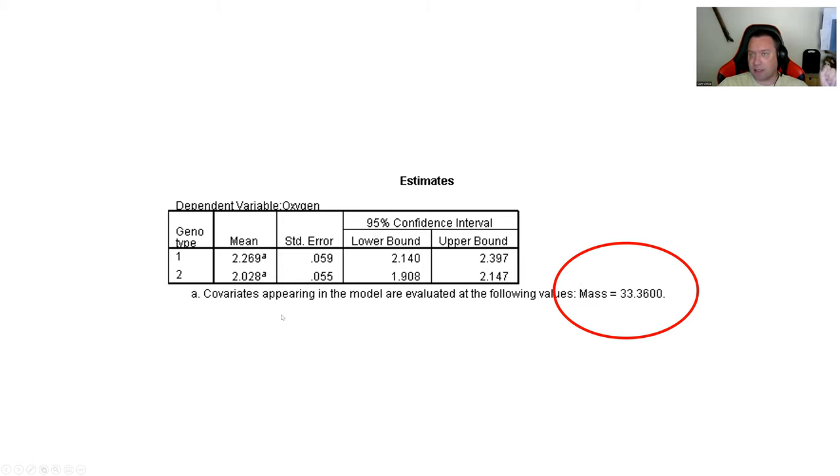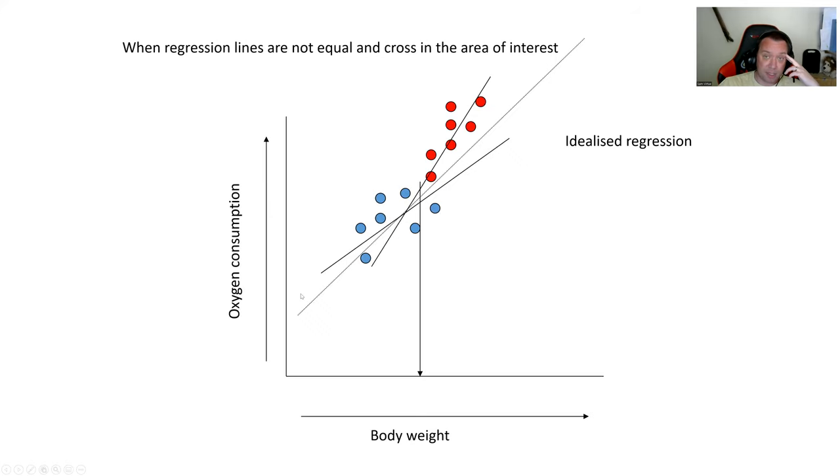And this is the thing that I've been talking about. What would the mean energy expenditure or oxygen consumption be if all the animals weighed the same weight? Well, this is telling us if all the animals weighed 33.36 grams, which is actually the average body weight of all the animals, then we would see group one would have a 2.3 milliliters per minute oxygen consumption, and group two, the knockouts, would have a 2 milliliters per minute. And that would be statistically significant based on our previous model.